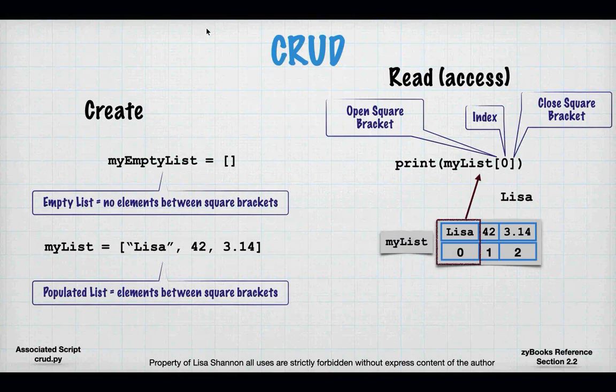And when I do that, Python goes out and it says, show me and get me index 0, and the value is, in this case, Lisa. So that is what's happening. So there's the syntax, and then there's what the syntax causes Python to do. And the syntax causes Python to retrieve that piece of data which corresponds to the index value. So here's just another example. My list of 2 is going to get me 3.14. That is create and read.